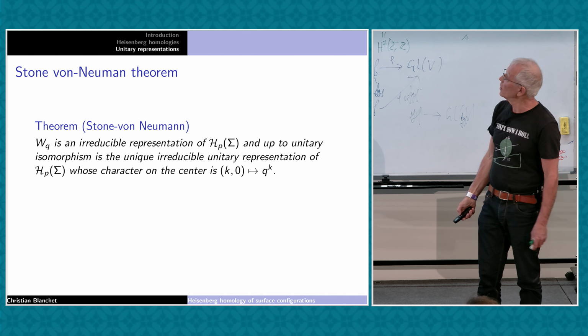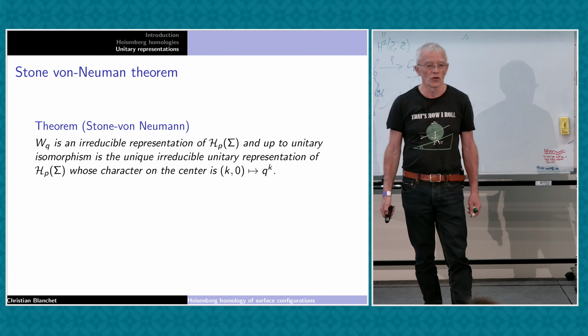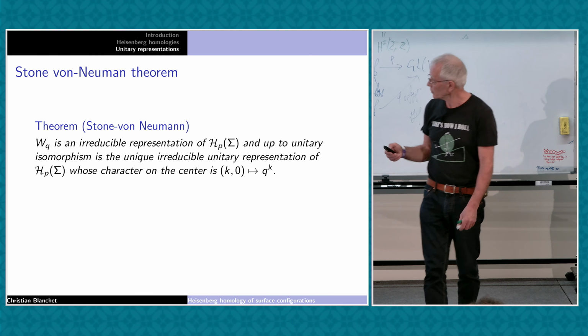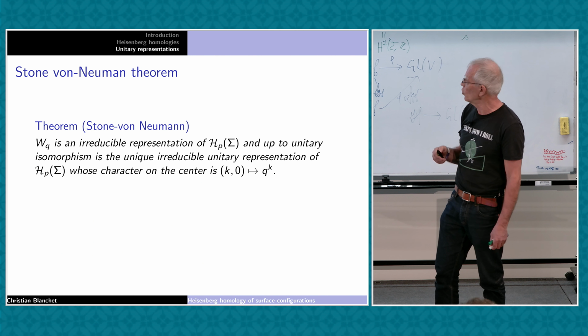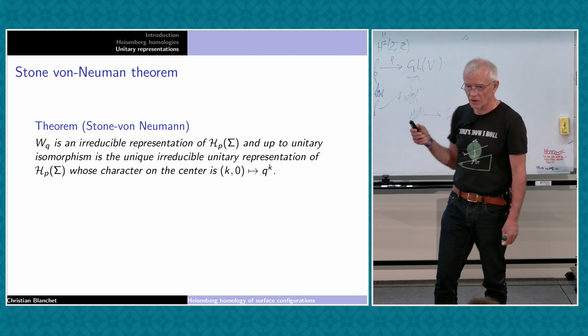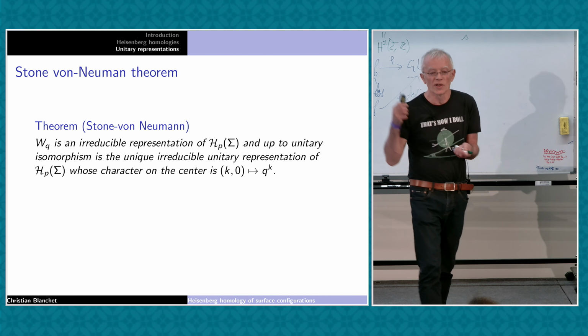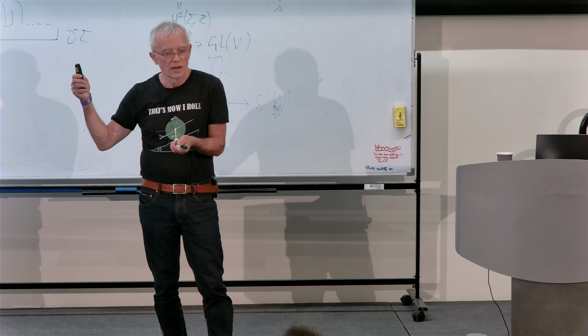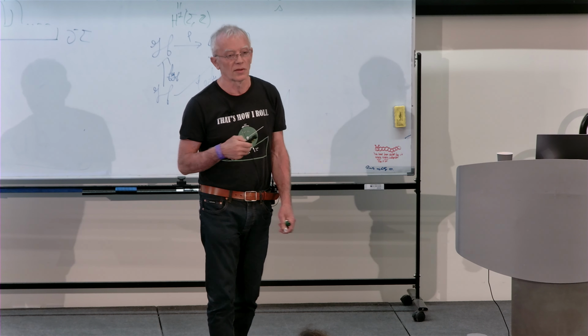So then, in the finite case, you easily have this Stone-von Neumann theorem saying that WQ is an irreducible representation of this finite Heisenberg group, and up to unitary isomorphism, it is unique, provided we act by this central character. Meaning that when we twist this W, we get isomorphic coefficients.